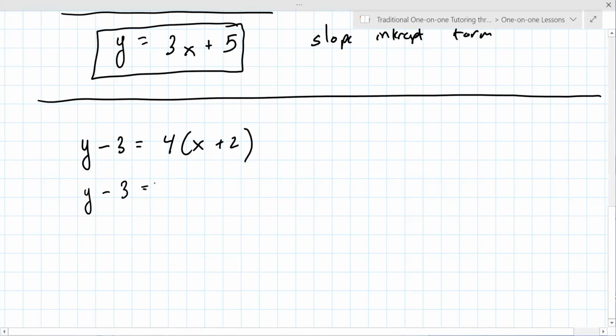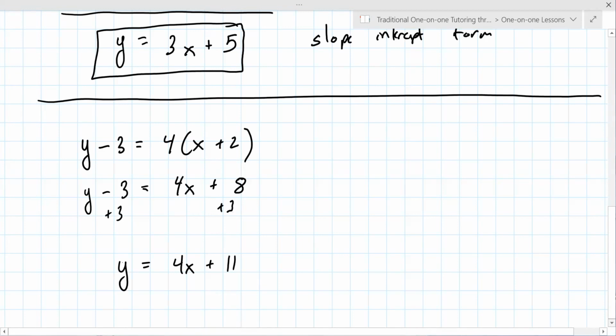I'm going to just write out the first line here. Okay. What is the next thing to do here? Do you have your final answer? y equals 4x plus 11. Perfect. Very good.